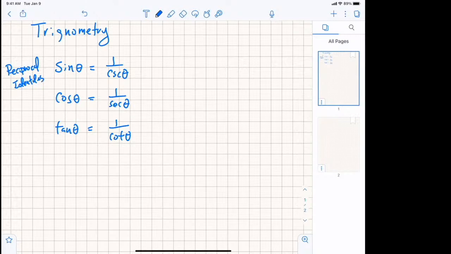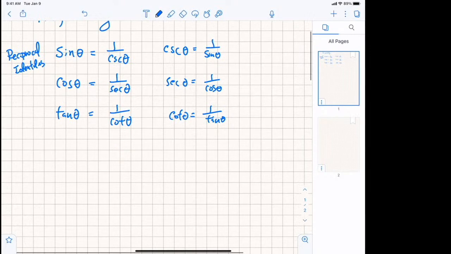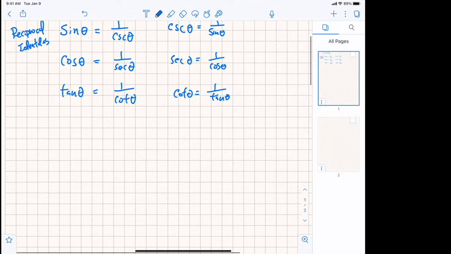There is also cosecant theta is equal to 1 over sine theta. Secant theta is 1 over cosine theta. And cotangent theta is equal to 1 over tangent theta. This is a very useful thing to know throughout. You cannot just say you want to go into Calc 2 and Calc 3; this is going to come back to haunt you each time. So I'd rather you know it now. That's called the reciprocal identity.